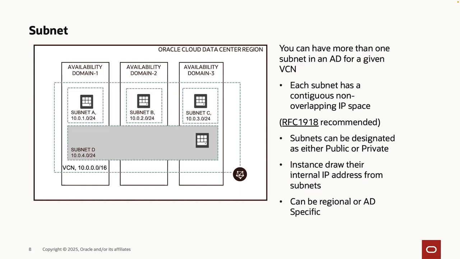You can have multiple subnets in a single AD, and each subnet has a contiguous non-overlapping IP space, which can be either public or private, and you select that option upon creation. So when you spin up an instance, it must be placed inside of a subnet. It cannot just be floating around in the VCN. And every instance will have a physical network interface card that we virtualize and we call a VNIC, which is placed in the subnet of your choice. And your instances would draw their internal IP addresses from these subnets.